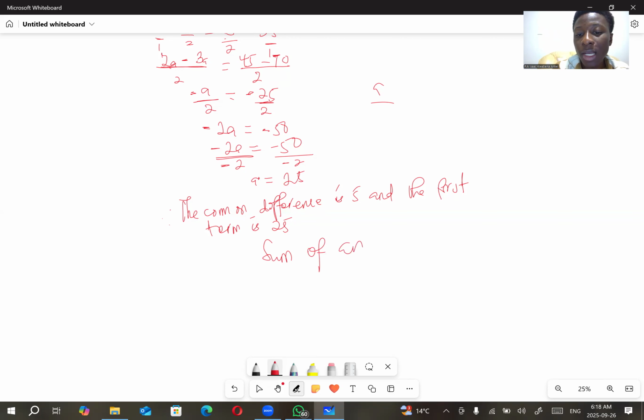apart from the fact that we can ask you to tell us the 25th term or the 30th term, another question you can be asked is to sum the first 5 terms, or the first 10 terms or the first 2 terms. So we are looking at the sum of an AP. An AP is the same as a linear sequence. This is not rocket science.